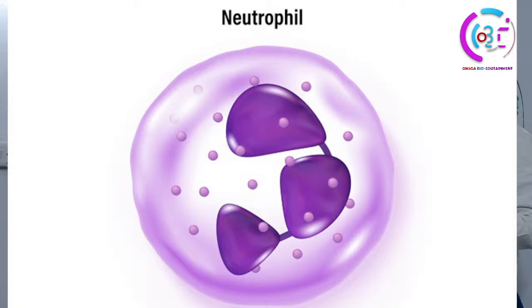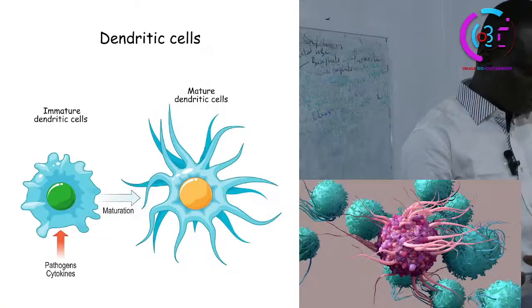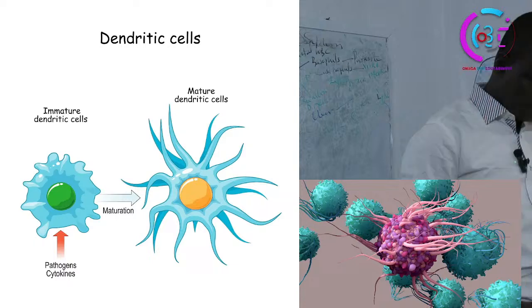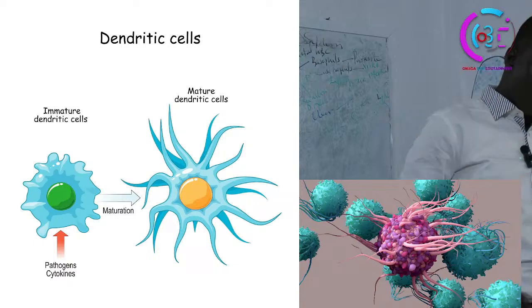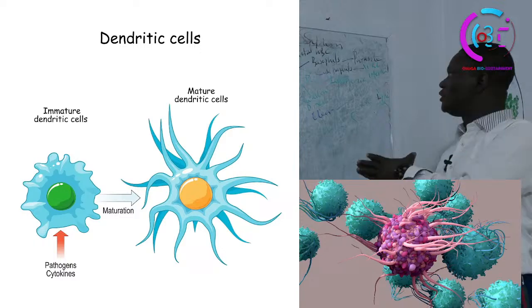Unfortunately, the only thing is that they are short-lived. They just exist within very few hours, and they die off. So the last one is the dendritic cells. The dendritic cells are the last cellular component of the innate immune system.